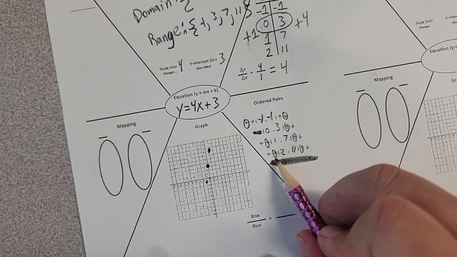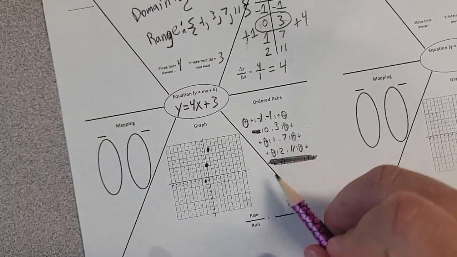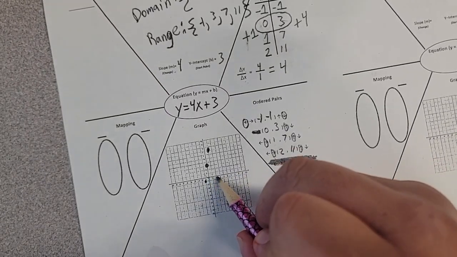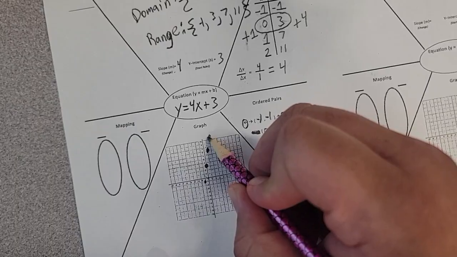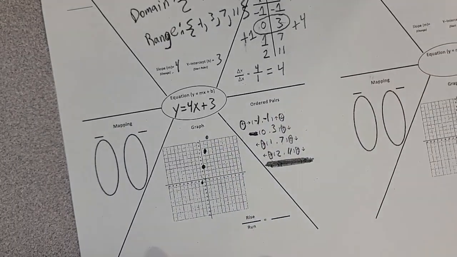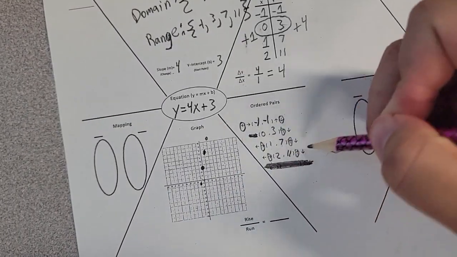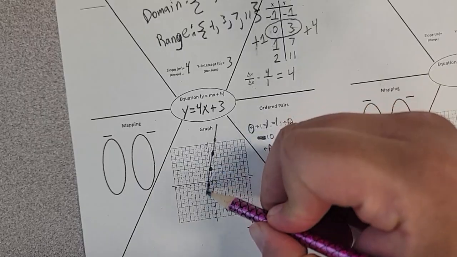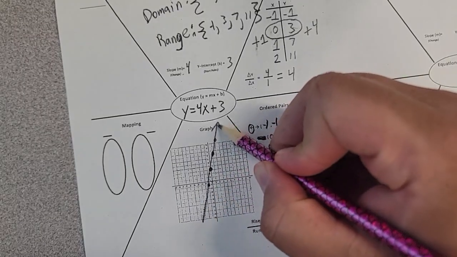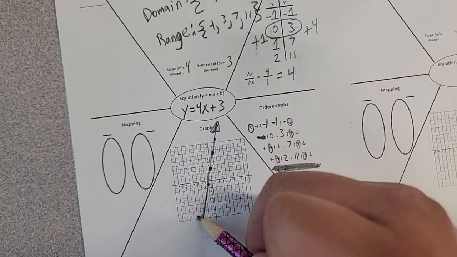And then I have 2 units to the right, and then 11. So this one, if I go 2 and up, this only goes to number 10. So number 11 is out here, right? So this one's a little bit outside of the graph. Now make a line, go all the way. You're going to make a continuous line.